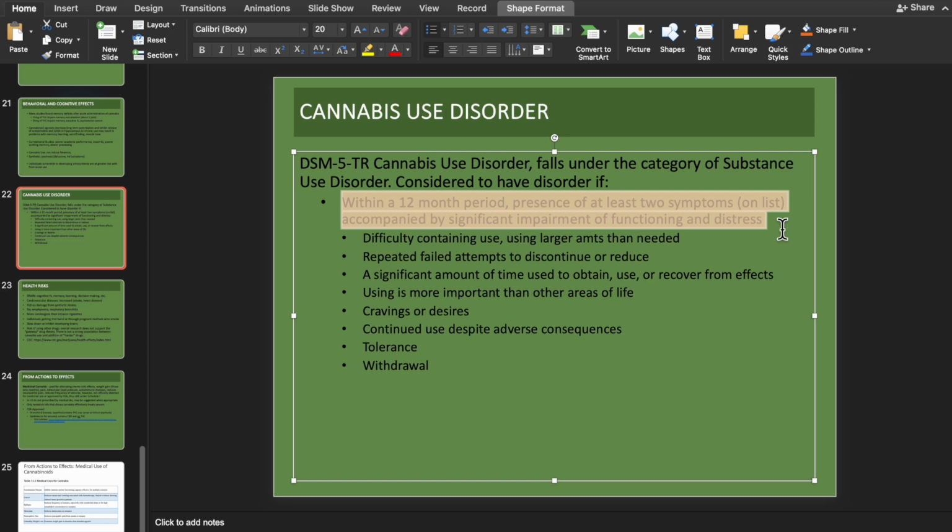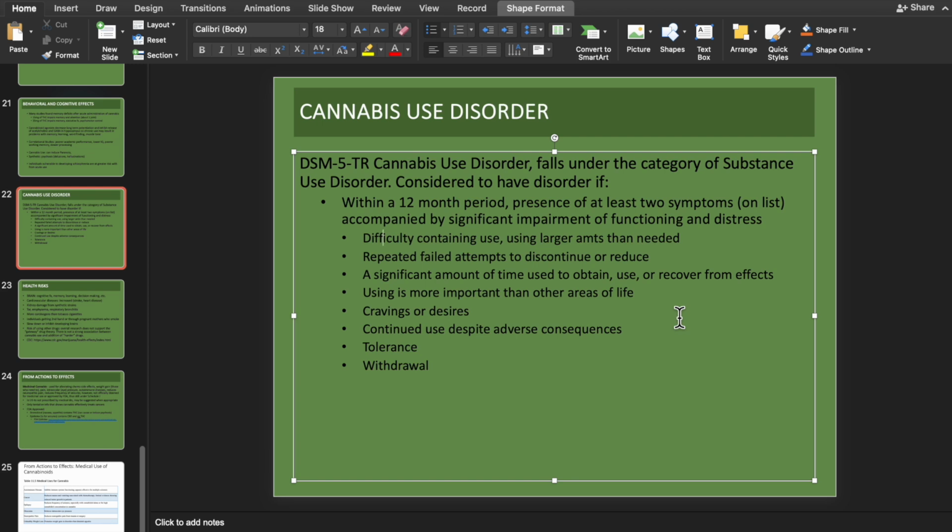cannabis use disorder, okay? Difficulty containing use, using larger amounts than needed, repeated failed attempts to discontinue use, a significant amount of time used to obtain, use, or recover from the effects. Using is more important than other areas of life, craving or desires, continued use despite adverse consequences, tolerance, and withdrawal. This means within this year, this person has had at least 2 symptoms on this list. Somebody who is using and they need more and more and more, and or they try to quit, or stop smoking as much, but they can't do it. They really can't. It's really affecting them.